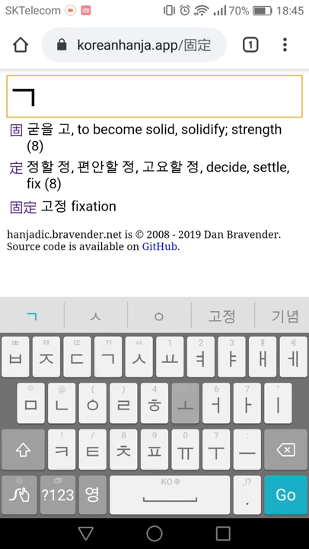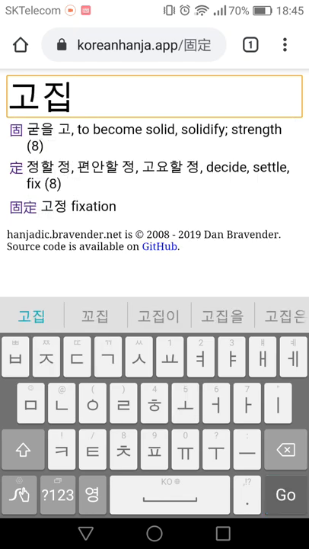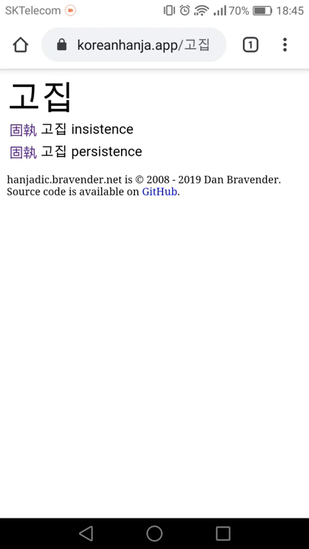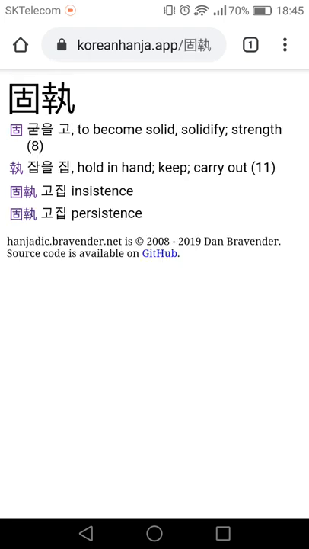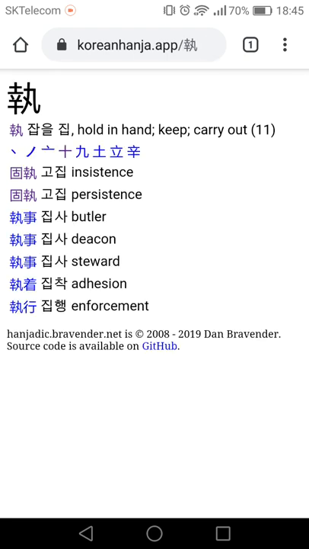The next one is ko chip. So ko chip was part of ko chong, right? And I said that we know the ko means solidify or strength. So the chip aspect is what I'm going to look at. The chip means to hold, to keep, to hold in hand, to carry out. So other words for chip, like we have ko chip, persistence.